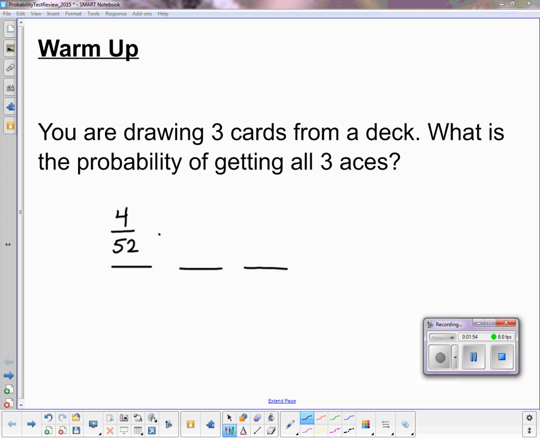Right, I have 3. If I have one card in my hand that's an ace, I now have 3 left in the deck, and I have 51 cards left in the deck. Perfect. And then how about the third card? 2 out of 50. Perfect. And I am going to multiply all of those together. You would show me this work, obviously, on a test or a quiz. And what do you get for an answer?